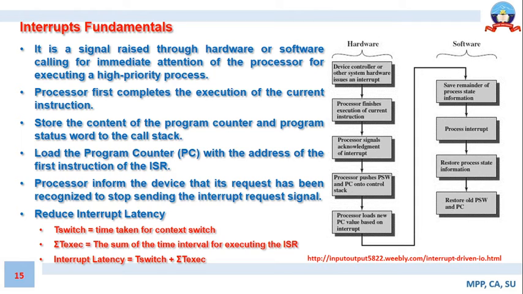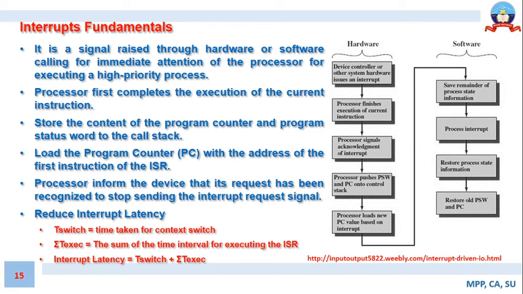Then the processor puts onto the stack the program status word and the program counter. So the processor does push the program status word and the program counter onto the control stack. Then the processor loads a new program counter value based on the interrupt. So based on the address of the ISR, or the interrupt service routine, the program counter will be initialized with the address of the first instruction of the ISR. So that is what we have learned.